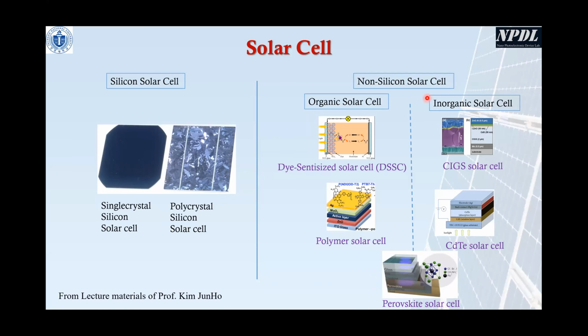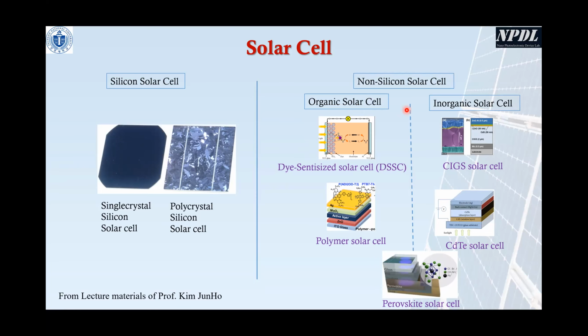Another type is the non-silicon based solar cell. Non-silicon based solar cells are divided mainly into two parts: one is organic and another is inorganic. Organic solar cells include dye synthesized solar cell and polymer solar cell, and for inorganic solar cells, there are CIGS solar cell and cadmium telluride solar cell. Another very promising solar cell now is the perovskite solar cell.